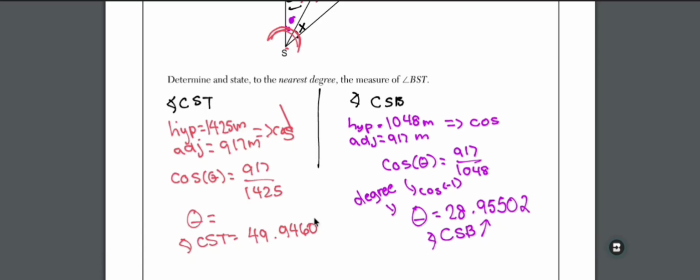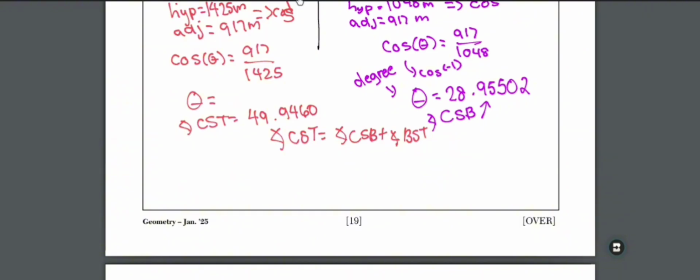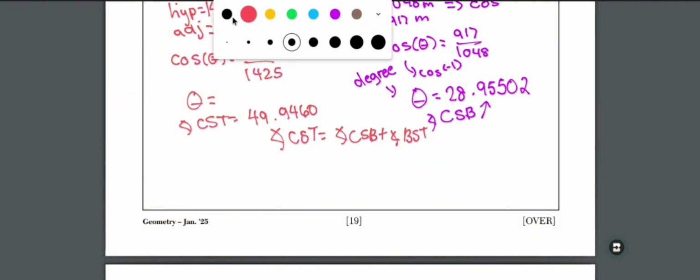Well, I'm glad you asked. So, you are told the measurement of those two angles. Now what do you need to do? Well, I need to find the measurement of BST. Well, I know that angle CST is equal to angle CSB plus angle BST. So what I'm going to do is substitute what I determined.